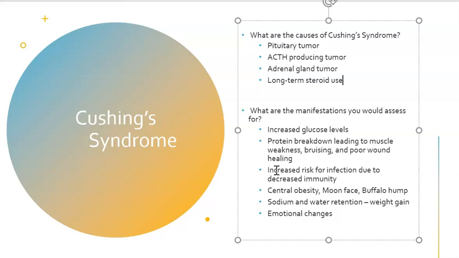The manifestations that you're going to see, they're going to have increased glucose levels, protein breakdown, leading to muscle weakness and poor wound healing. They're going to be a risk for infection, and then they're going to have sodium and water retention, weight gain, emotional changes.